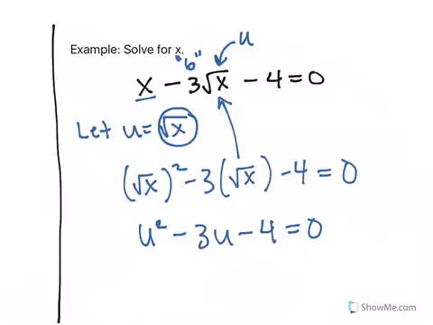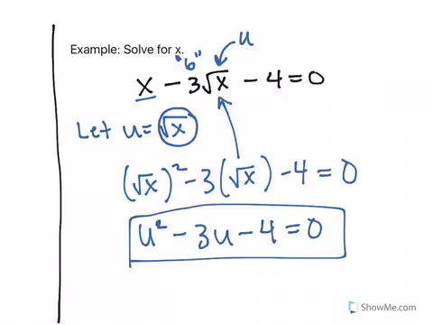Now we're going to solve using the quadratic formula, because now we have a quadratic equation where a equals 1, b equals -3, and c equals -4. So let's go to the next page and plug those into the quadratic formula.